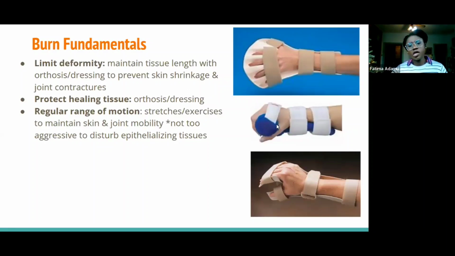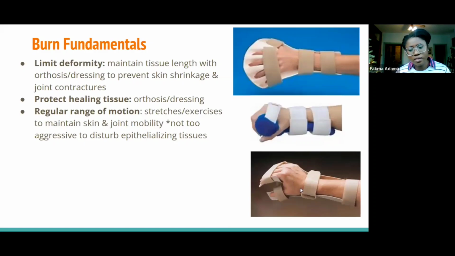Sometimes placing the hand around an object such as that can be a good way to get them into that safe position. If you don't have the fancy materials, or don't have access to an immobilization material to use, you can keep their hand around an object. That's one way to do it too. That can be helpful. So another example of a splint that can be used for burns too.